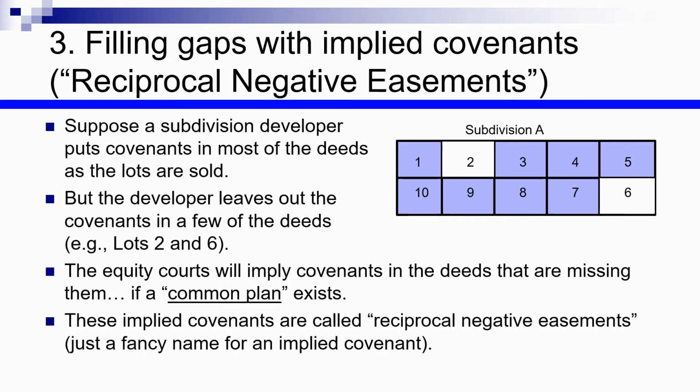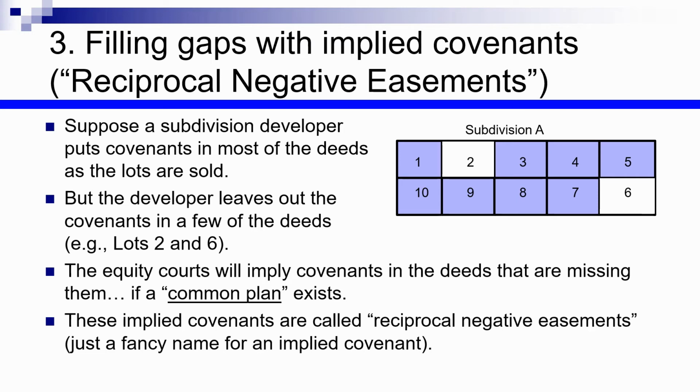Now, there's a fancy name for this. It's called a reciprocal negative easement. But don't be put off by that. A reciprocal negative easement is just a complicated name for an implied covenant, one that the courts will read in even though it isn't literally in the deed.